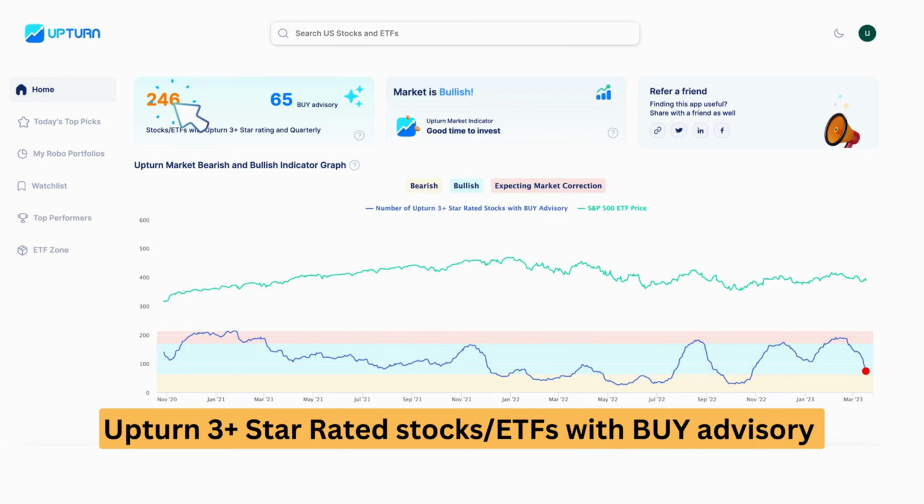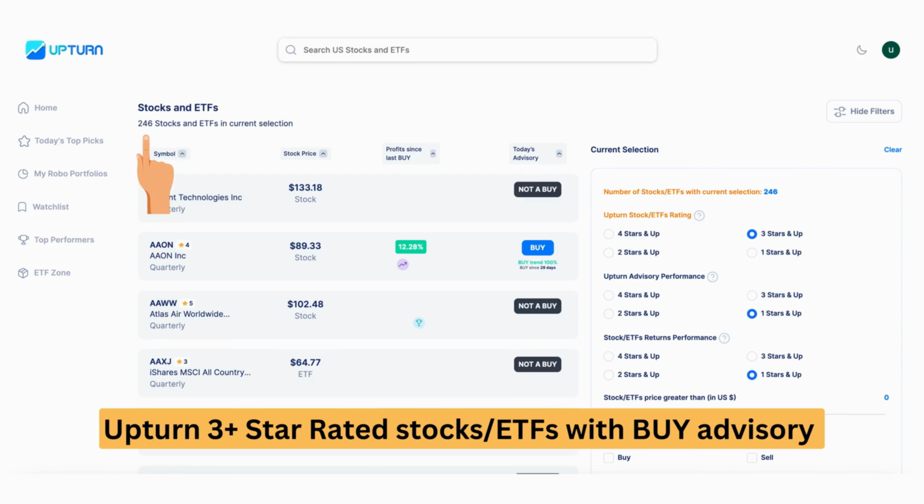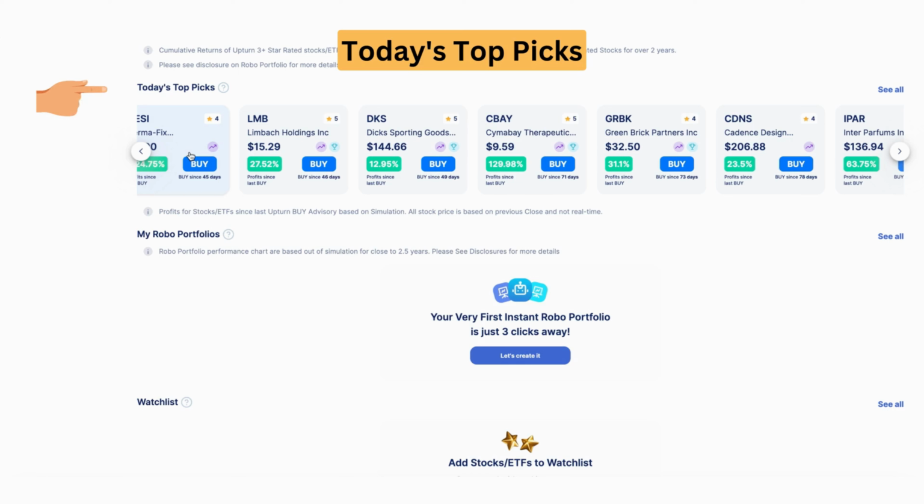One can click on the total number of Upturn 3+ rated stocks to access the filter, which shows all the Upturn 3+ rated stocks and ETFs. Upturn's dashboard provides various curated lists of stocks and ETFs that the user can browse through to discover stocks he or she might be interested in investing in. One such list is today's top picks.